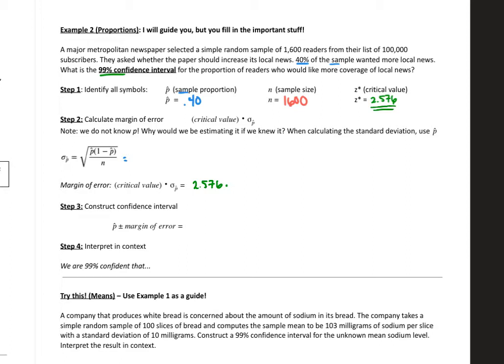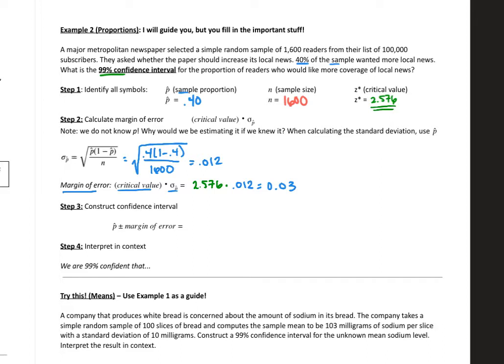So it's going to be 2.576 times the standard deviation, which I'm going to calculate up here. Since we don't have p, because that's what we're trying to estimate, instead of p we're going to use p hat because we're using our best estimate. So that's 0.4 times 1 minus 0.4 over 1,600, which gives approximately 0.012. So that's our standard deviation. To calculate my margin of error, I do the critical value times the standard deviation. So 2.576 times 0.012, and we get 0.03. That's our margin of error. That's what we're going to add and subtract to our estimate.